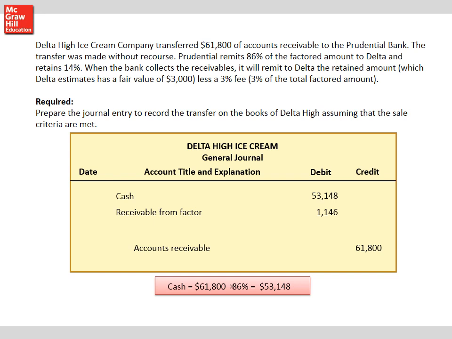Let me see this a second. Oh, less the 3% fee. Okay. That's what's going on.